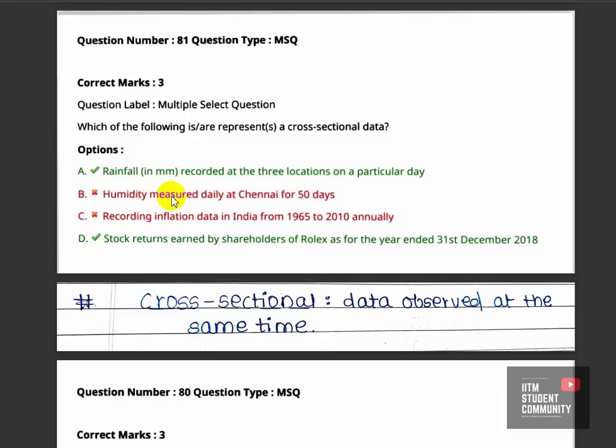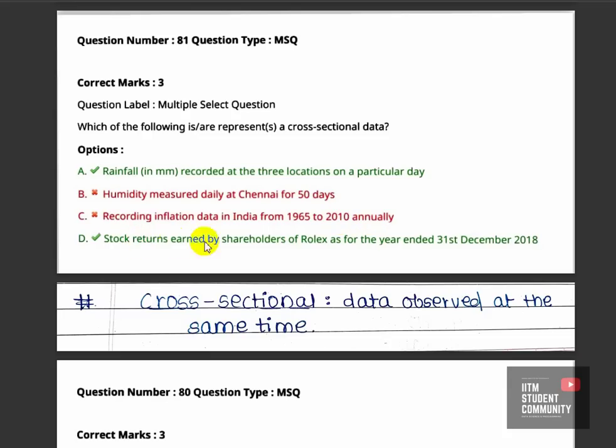Option B says humidity measured daily at Chennai for 50 days. Here the days are changing, the time is changing because it's over 50 days. It is not over a particular day or a week or etc. So this is not a cross-sectional data. Recording inflation data in India from 1965 to 2010 annually. Even in this data, the years are changing drastically. It is not the same time, hence even this option gets eliminated.